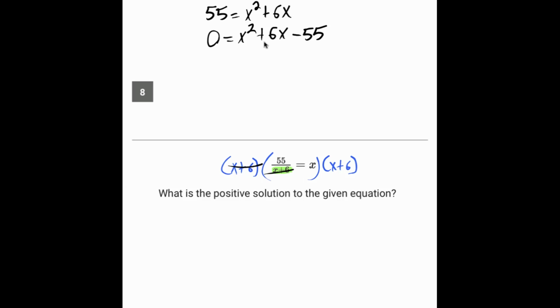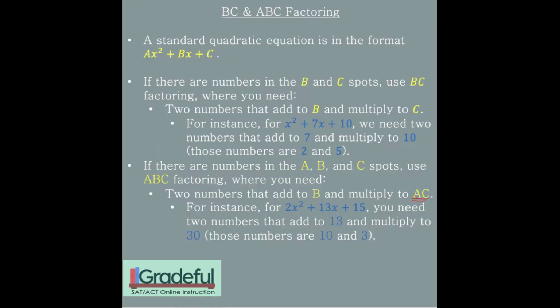And right now, we have a BC factoring situation. As a quick refresher on that, quadratics are in the format of ax squared plus bx plus c. If you see numbers in the b and c spots, that's BC factoring, and you're looking for two numbers that add to b and multiply to c. If, on the other hand, you see numbers in all three spots, a, b, and c, then that's ABC factoring, and you need numbers that add to b and multiply to AC. There's a little example on the screen if you want to practice ABC factoring, and if you pause the screen, you can look at that a little bit, but for now, we're going to move on.